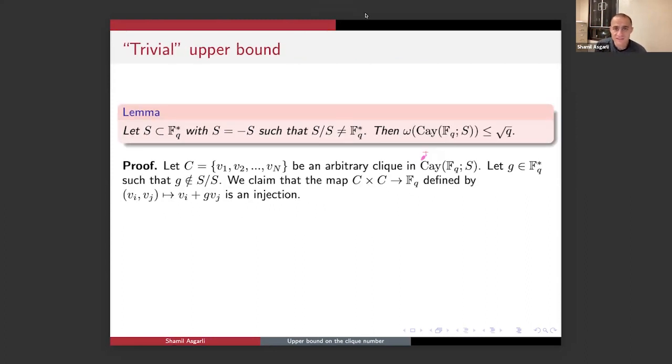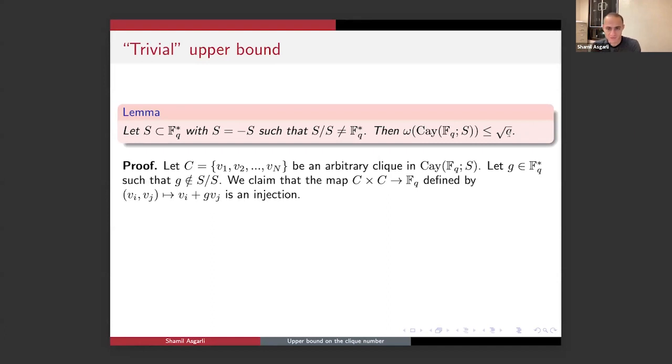And well, it turns out that you can prove the trivial upper bound, and the proof is identical almost word for word to the proof that I showed in the very first lecture of this mini lecture series. The trivial upper bound says the following: suppose you have a set S such that S equals minus S, such that S divided by S is not all of F_q star, then the clique number is at most root q. This is the so-called trivial upper bound.